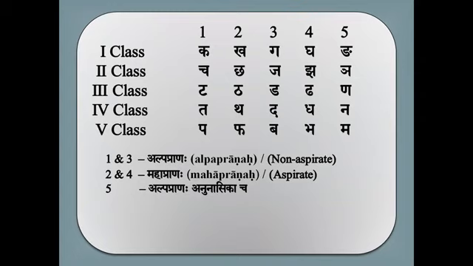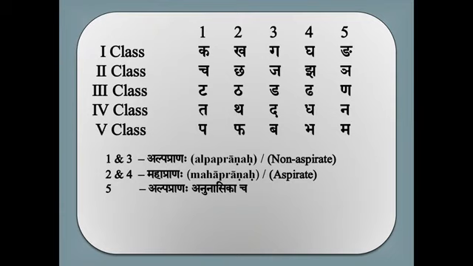So what is Alpa Prana and Maha Prana? That question what I asked, you can see here, the first letter and the third letter and the fifth letter. These are Alpa Prana. Alpa Prana means where the prana is less, a small amount of air is breathed out. You say ka, cha, ta, ta, pa. Less amount of air is breathed out. Therefore, they call Alpa Prana. Whereas the second letter of all the classes, kha, chha, tha, where more air is breathed out. Therefore, Mahaprana. So the second letter of all the classes and the fourth letter of all the classes, they are Mahaprana. Whereas the first letter of all the classes, third letter and fifth letter are Alpa Prana.